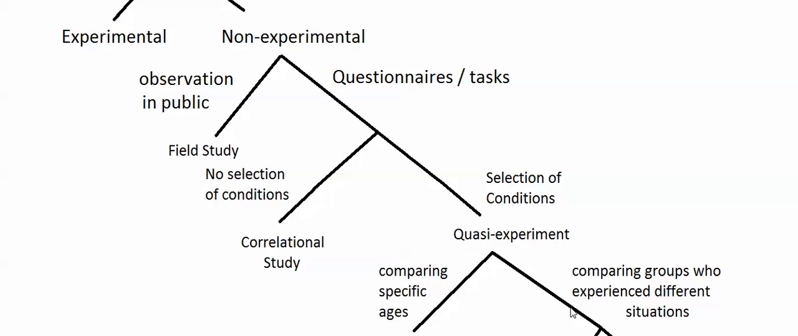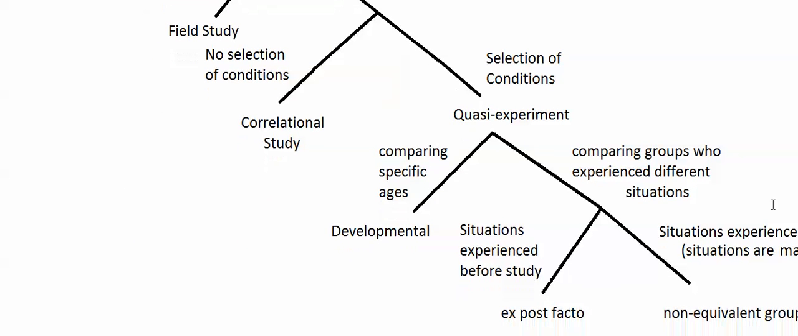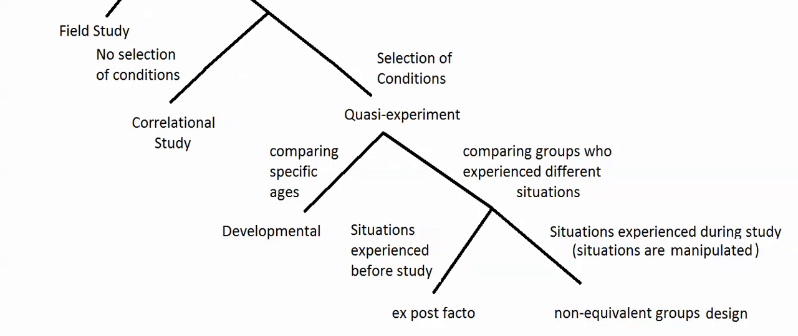Now, if you're deciding that you want to compare specific ages, like if I decide that I want to compare 20-year-olds, 40-year-olds, and 60-year-olds, I'm doing a developmental study. And a developmental study can be longitudinal, cross-sectional, or cross-sequential, depending on how it's run. That's one type of quasi-experiment. If I'm doing a different type of quasi-experiment, in which I'm not comparing ages, but I'm just comparing groups of people who experience different situations, it's one of these other types of quasi-experiments.